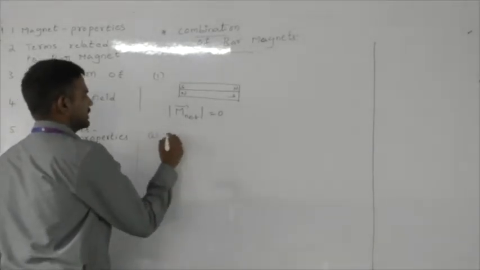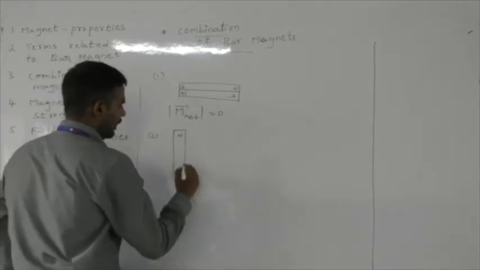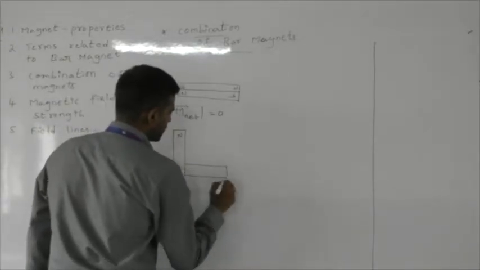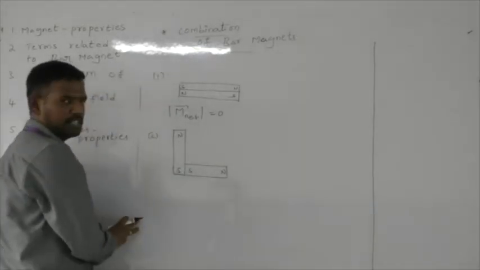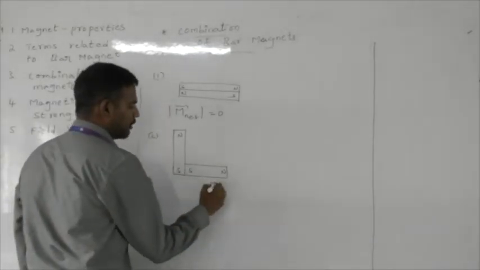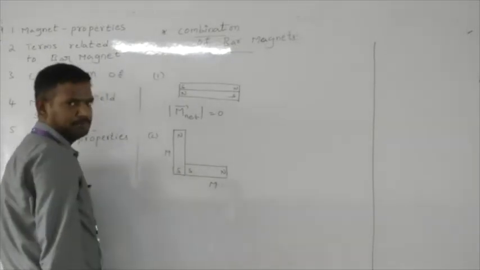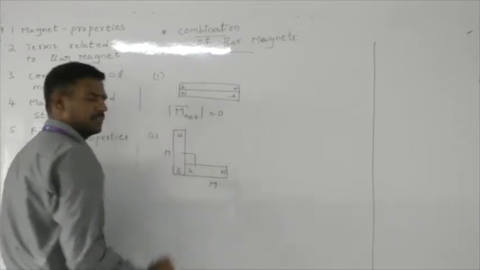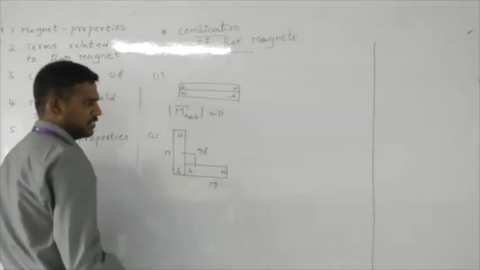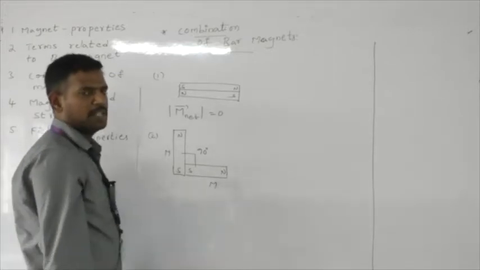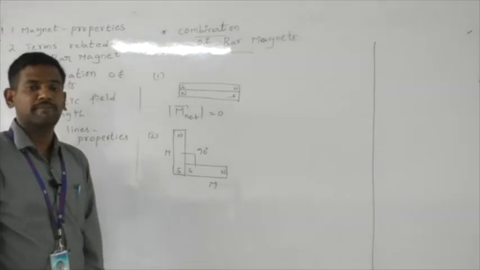And what about this? If I have one bar magnet with the south pole and north pole and another bar magnet with the south pole and north pole arranged like this, then what is the resultant magnetic moment here? Let me assume the magnetic moment for both magnets is equal, that is M and M, and they have a 90 degrees angle between them. Then what is going to be the resultant? Just now we have seen the formula: M net magnitude is under root m1 square plus m2 square plus 2 m1 m2 cos theta.